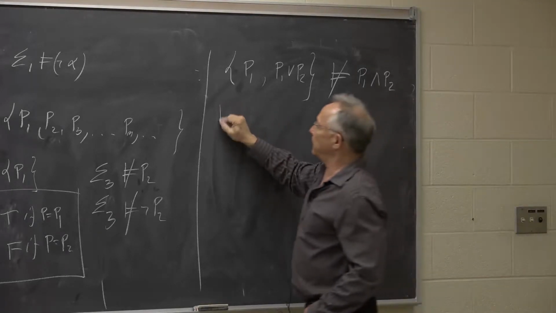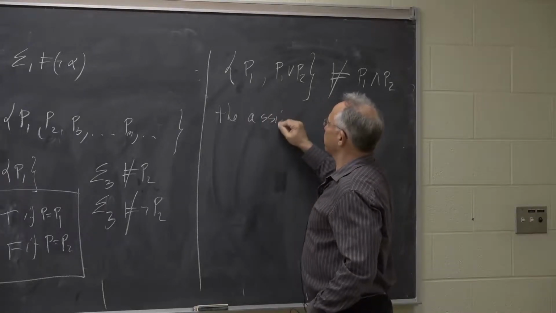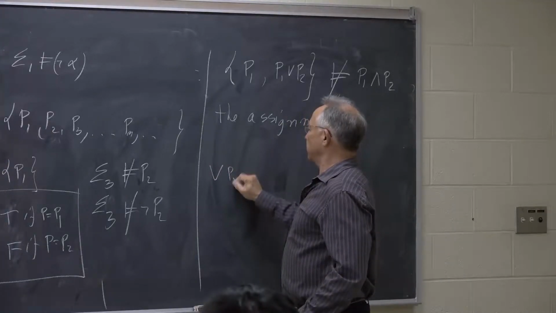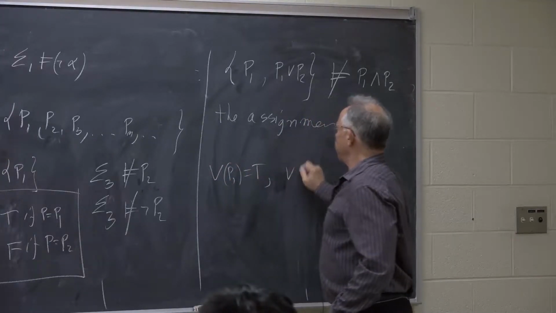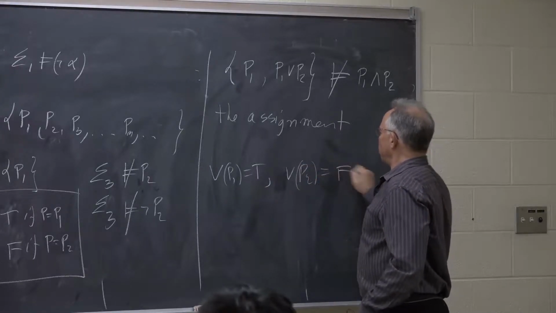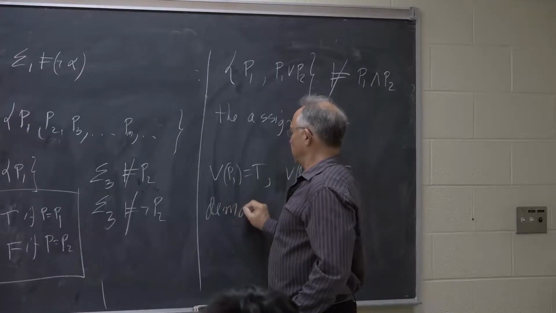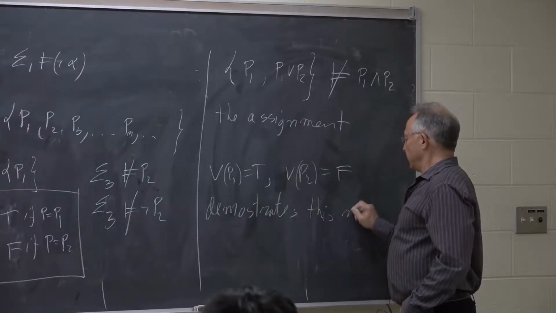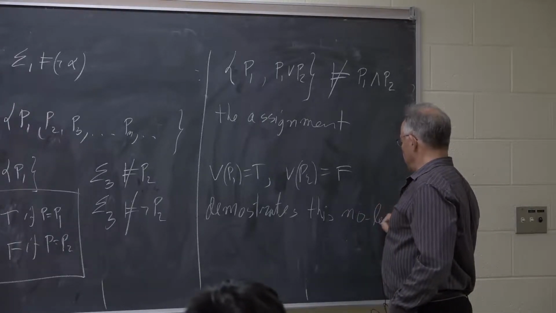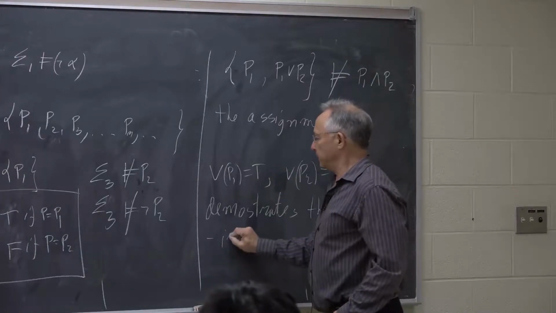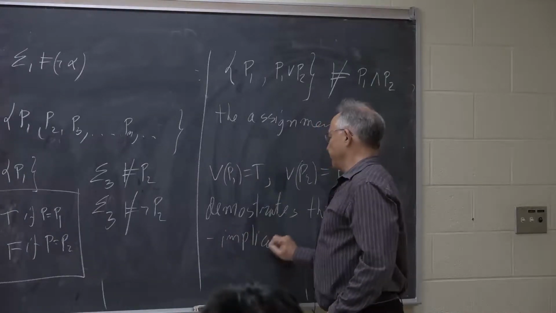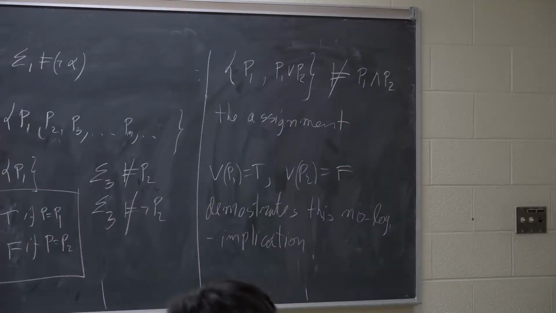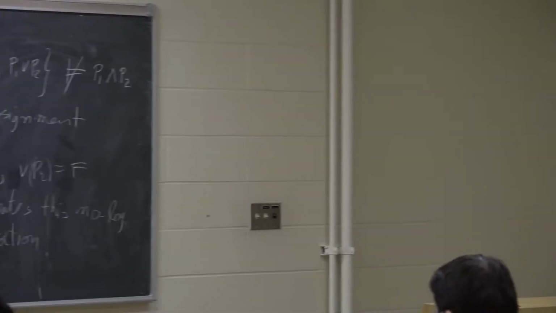So the assignment V of P1 equals true, V of P2 equals false, demonstrates this no logical implication. Right? So to show that I have a failure of logical implication, I just come up with an example.